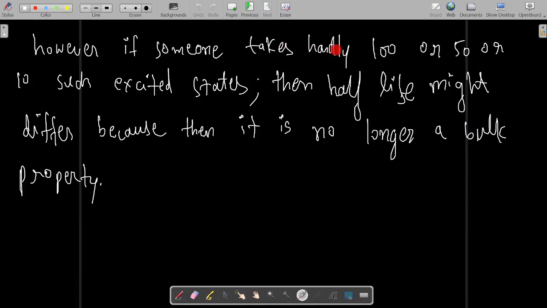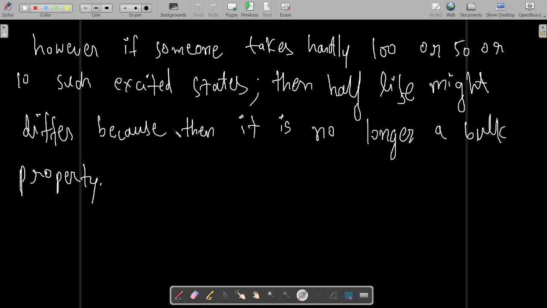However, if someone takes hardly 100 or 50 or 10 such excited states, instead of taking in bulk, in enormous number, then what will happen? Then half life might differ, because it is no longer a bulk property in that case, right?